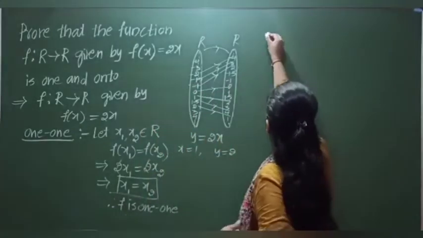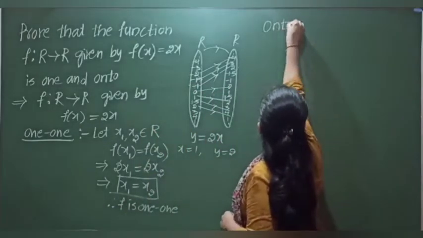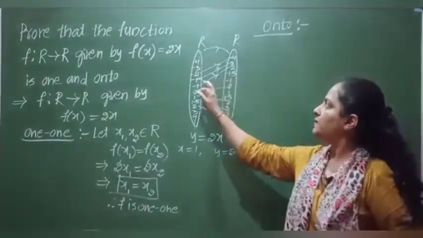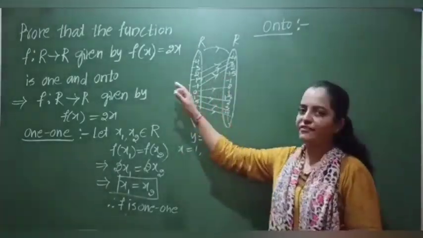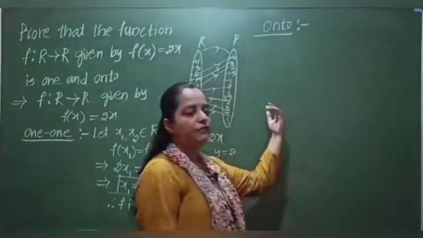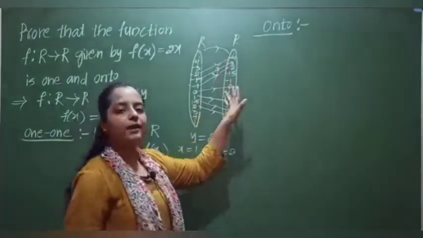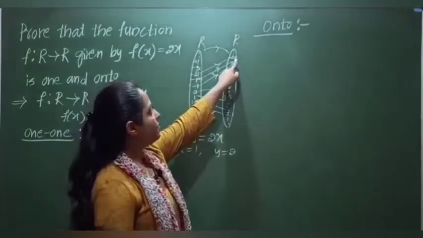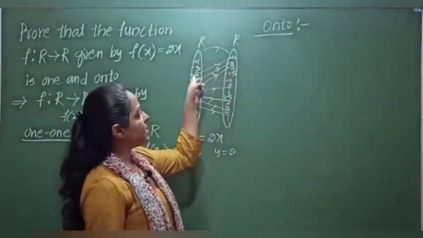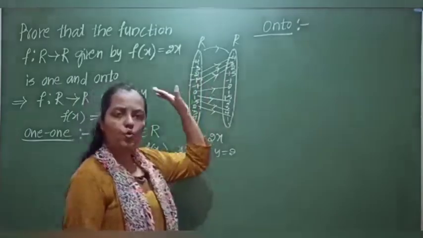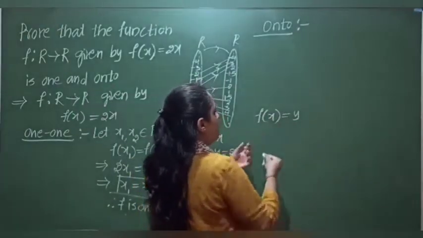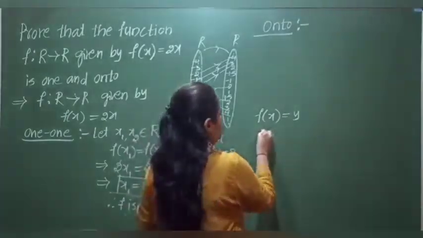So what is an onto function? If for all the elements of the codomain there exist pre-images in the domain, at that time we can call the function an onto function. So first we'll see whether pre-images exist for all the elements here or not. So here look, for -4 a pre-image exists, for -3 it exists, for -2 it exists, right? So if f of x is equal to y, what is f of x? f of x is 2x here.